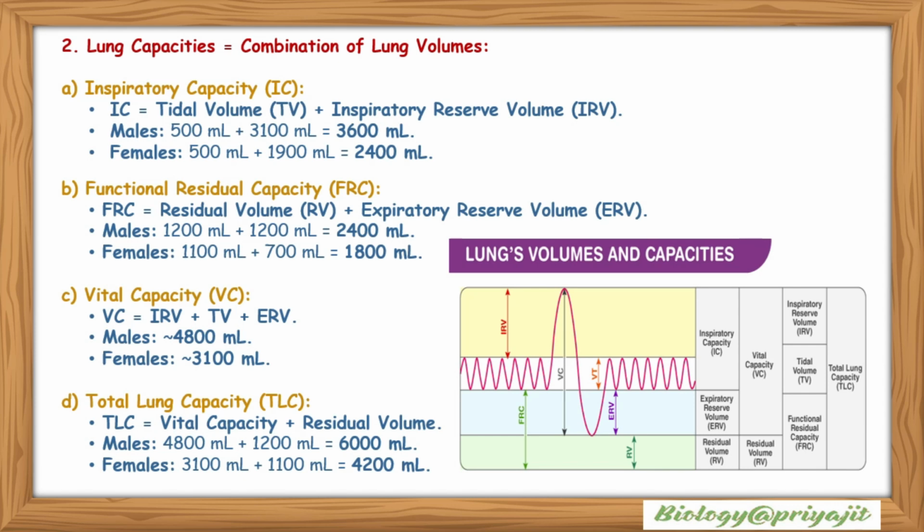And finally, when you add even the leftover air, residual volume, you get the total lung capacity or TLC, the full tank your lungs can hold, a whopping 6000 ml in males and 4200 ml in females. Isn't it incredible how your lungs are designed to store and move air so efficiently?